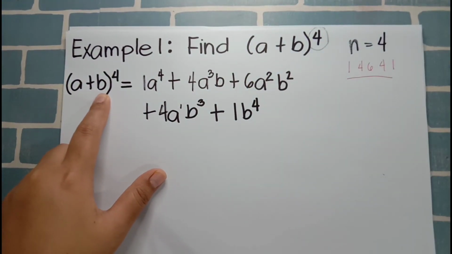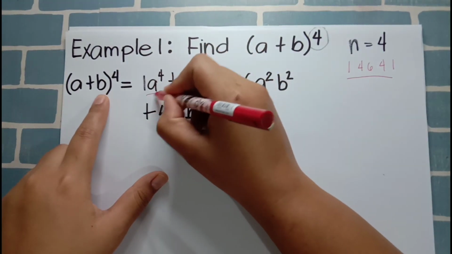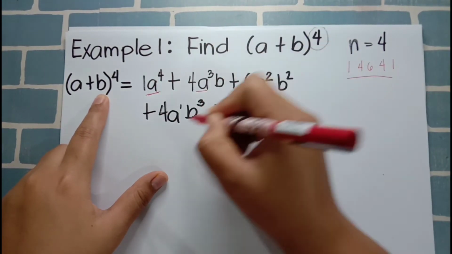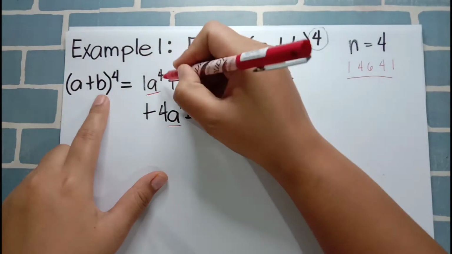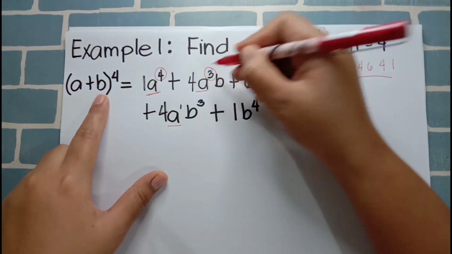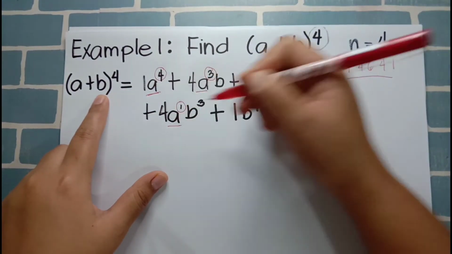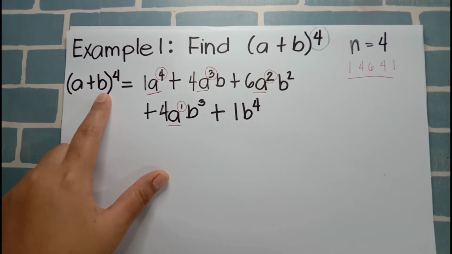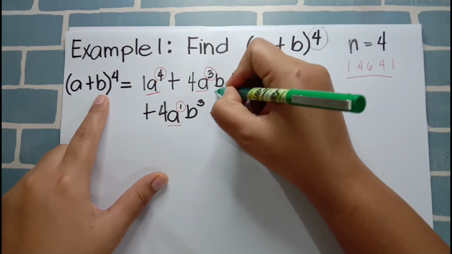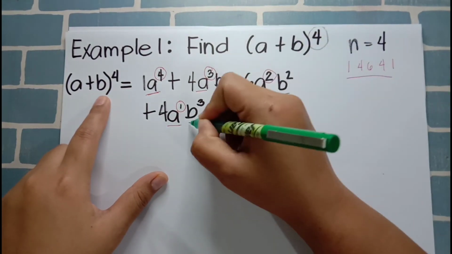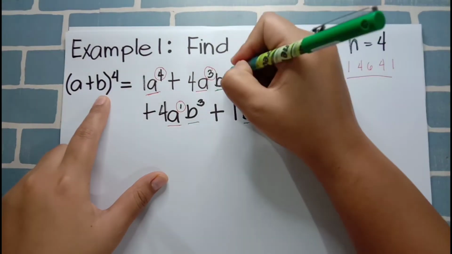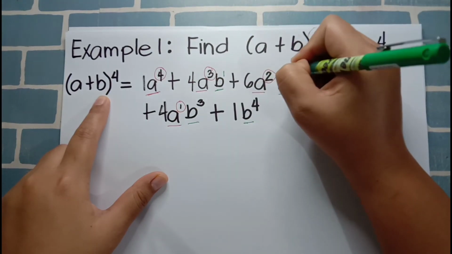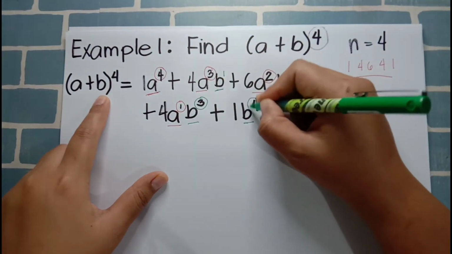We just write b raised to 4 because any number multiplied by 1, the answer is the number. If you notice, the exponent of the first term is decreasing: 4, 3, 2, 1. That is one of the patterns you need to watch for. And for the second term, b, the exponents are increasing: 1, 2, 3, and 4.